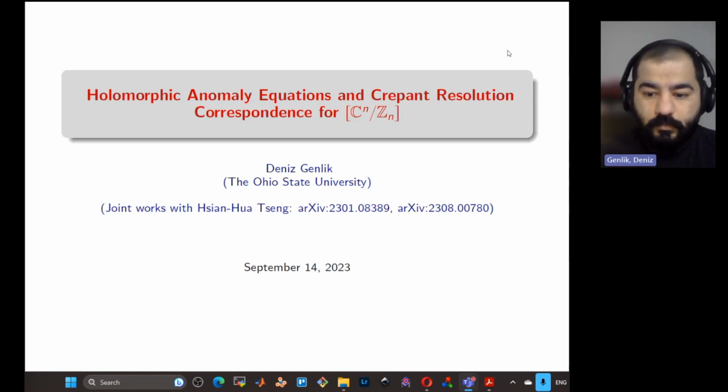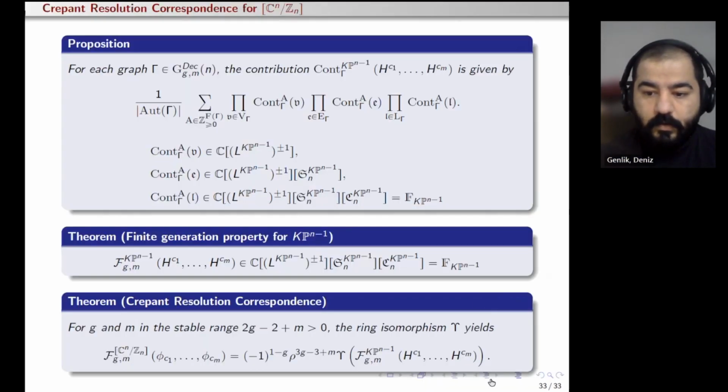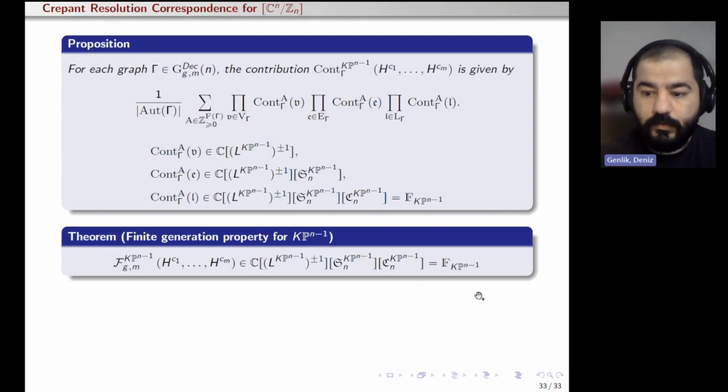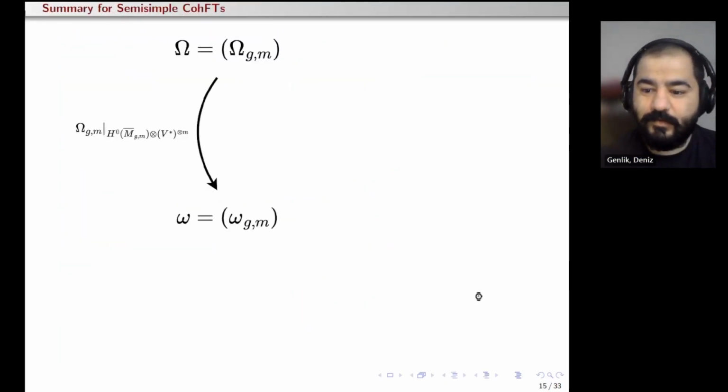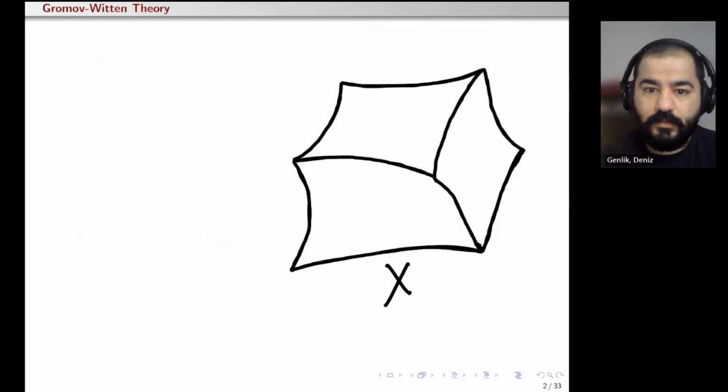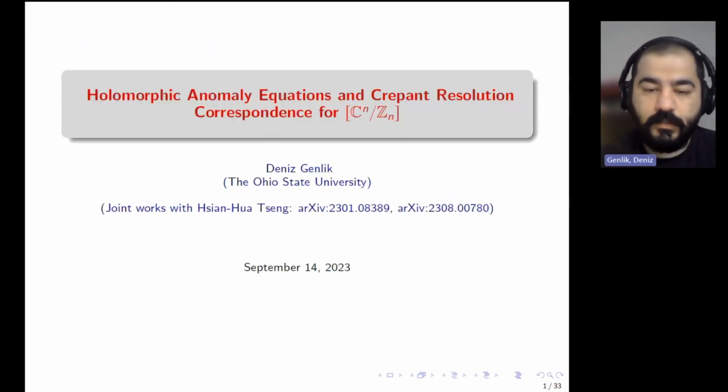So in Gromov-Witten theory, sorry, why did I came here? I should go all the way back. You see screen now? I guess you see.